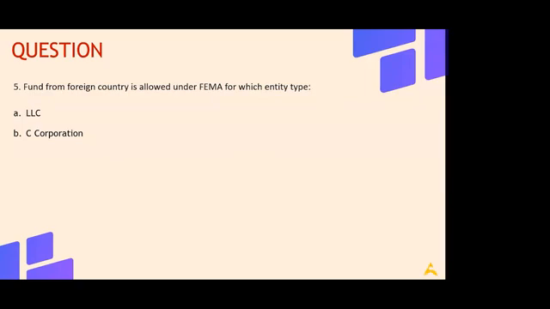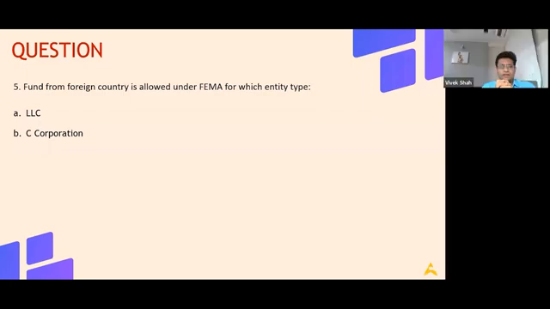Okay, I think they've all voted now. Perfect. So the correct answer is a C corp. Thanks, more than 75% voted for the C corp.